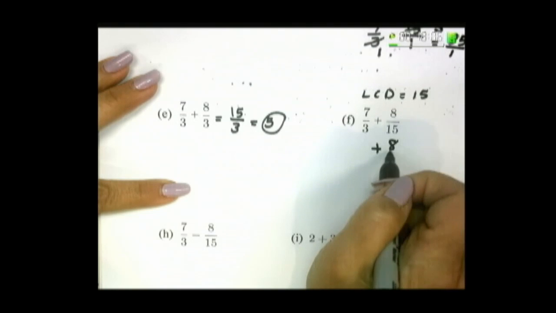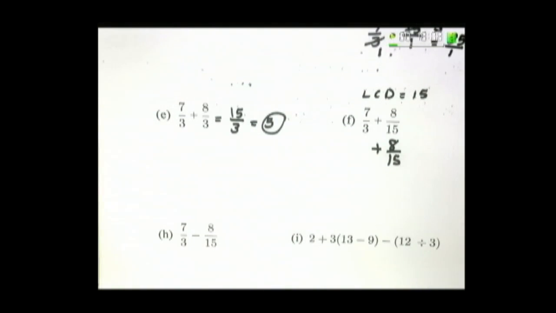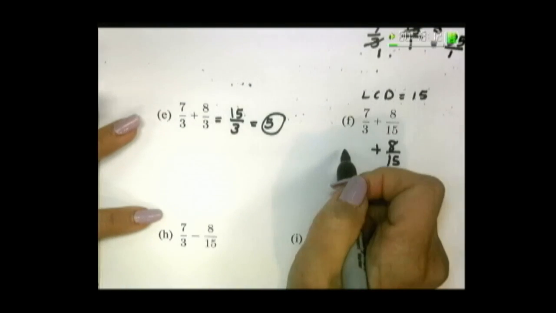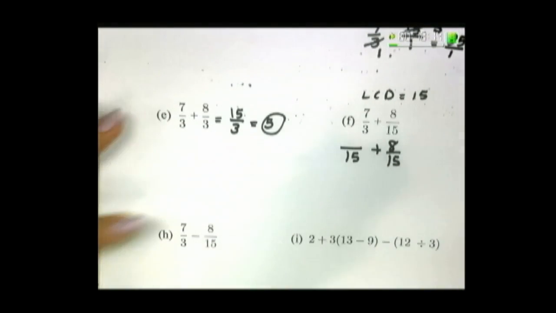Well, the second fraction already has the denominator 15, so we don't need to do anything to that fraction. But we need to change the first fraction to an equivalent fraction with the denominator 15. So the only thing we have to compare are denominators.